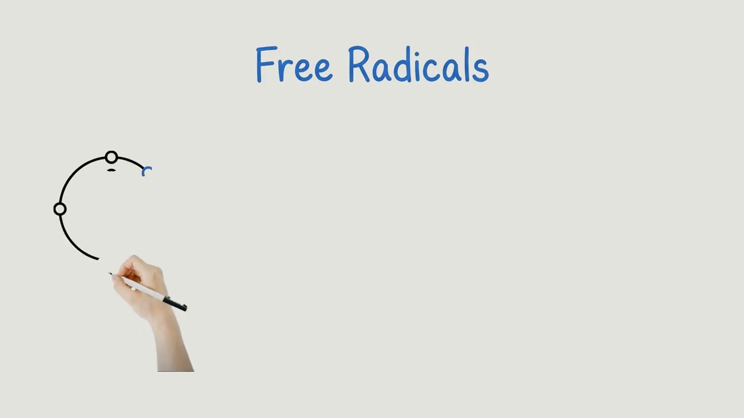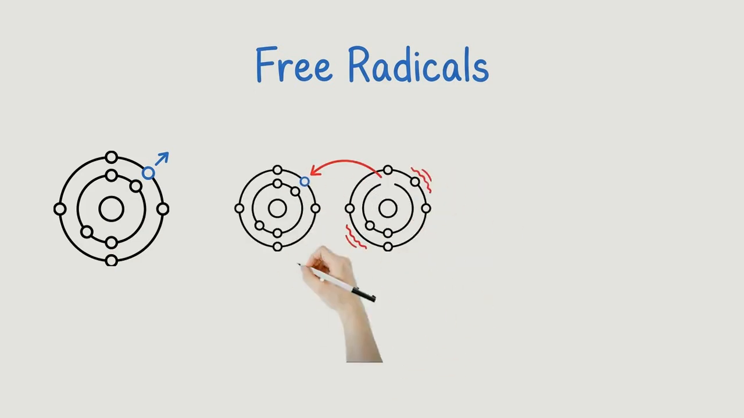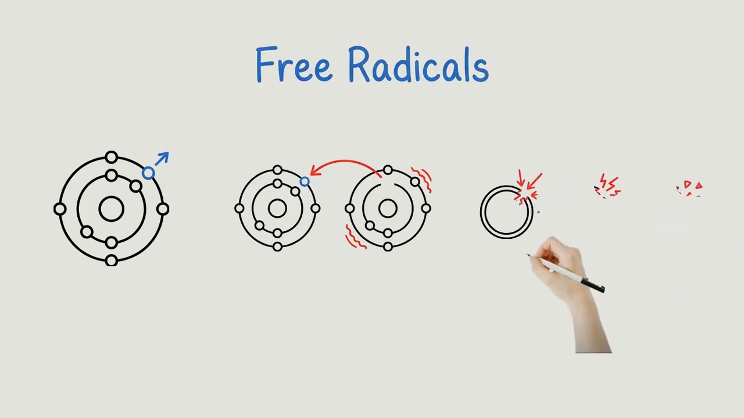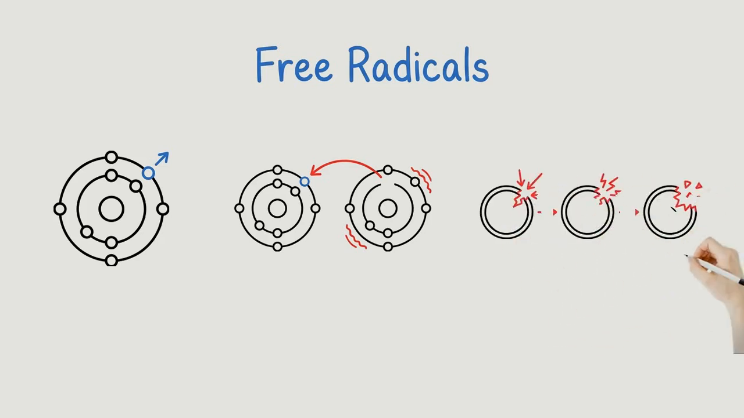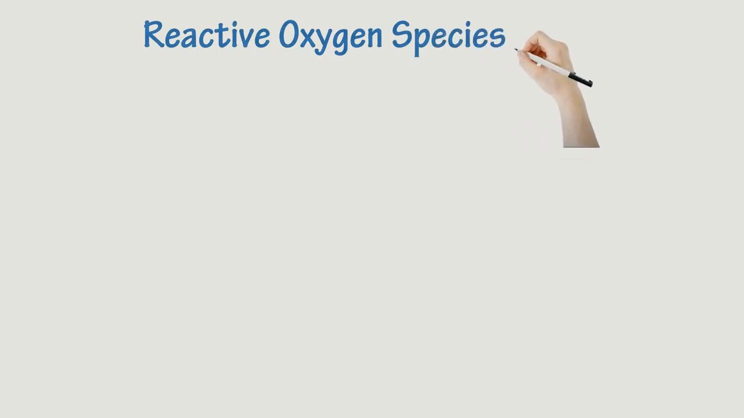A free radical is any molecule with an unpaired electron in its outer shell. That unpaired electron makes the molecule extremely reactive. It wants to steal an electron from a neighboring molecule. When it does, that molecule becomes a radical, steals from the next one, and you get a chain reaction of cellular destruction. In medicine, the most important free radicals are reactive oxygen species, or ROS.